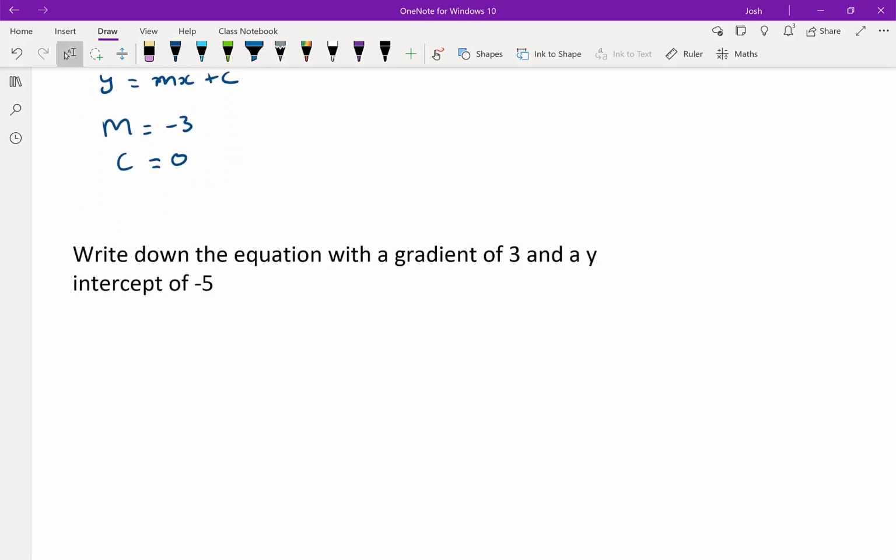And lastly, can I work backwards? If I have the gradient and the y-intercept, can I put that back into an equation? Well, yes, I can. If I know it should take the form y equals mx plus c, and I've got a gradient of 3 and a y-intercept of -5, that means I've got y equals 3x minus 5.